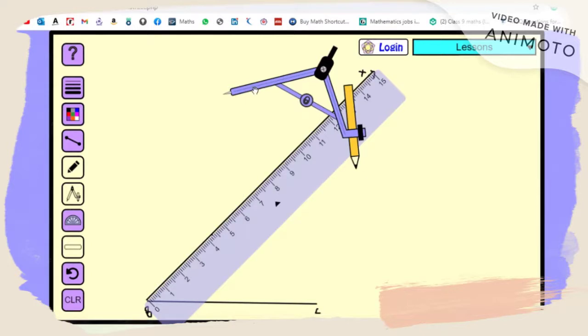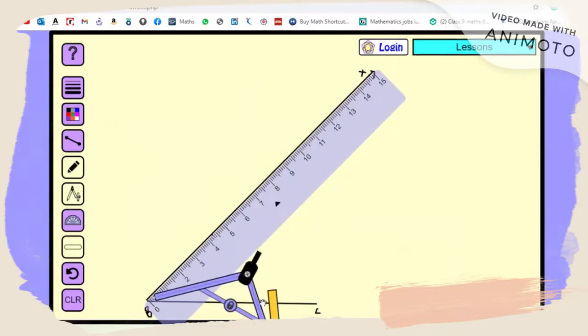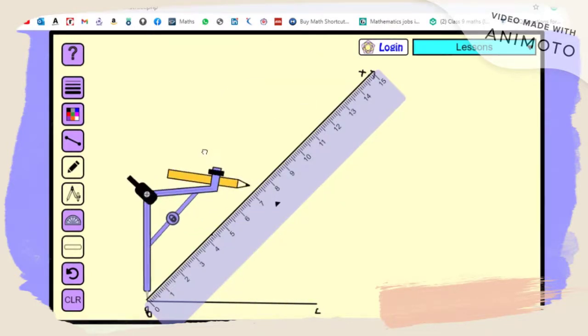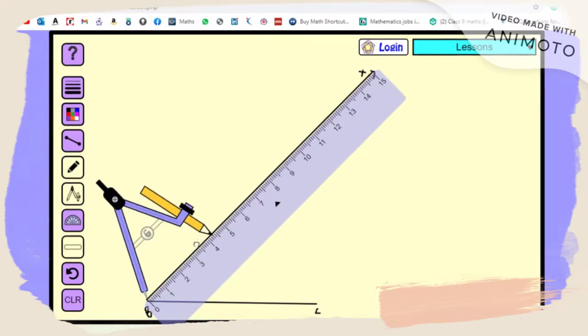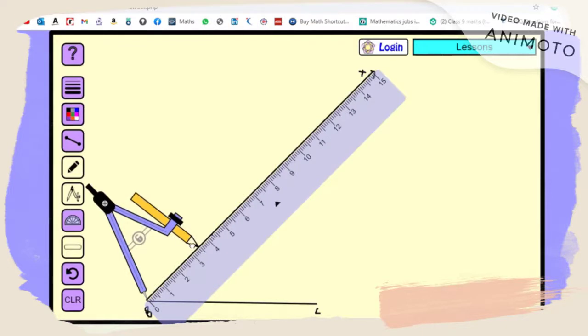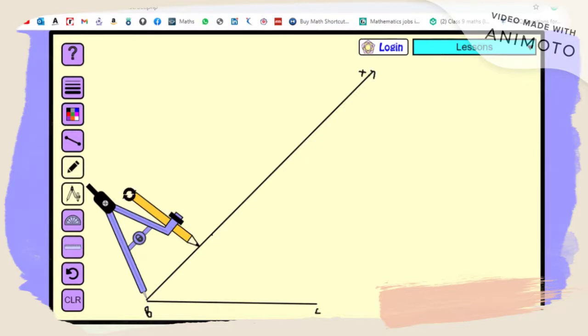So let's take the compass and mark a length of distance 3.5, which is the given difference between the two sides. So let's mark an arc of 3.5 which I have marked.